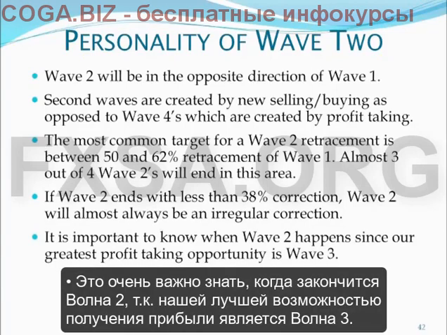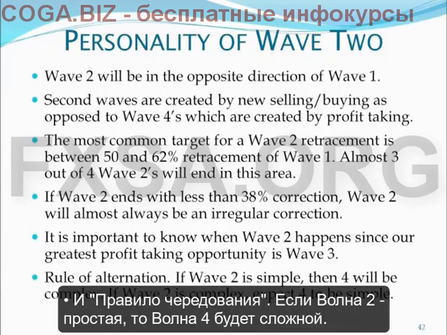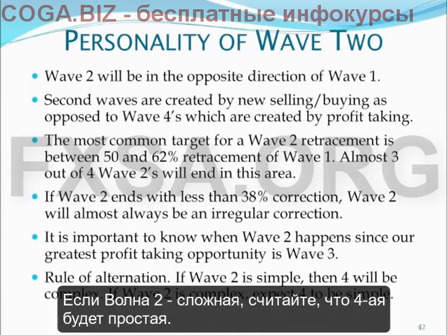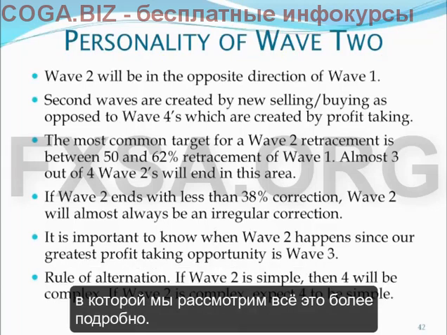It's important to know when wave 2 happens, since our greatest profit-taking opportunity is wave 3. And the rule of alternation: if wave 2 is simple, then wave 4 will be complex. If wave 2 is complex, expect 4 to be simple. Don't worry if you don't understand this yet. We have a section on corrections, and we'll cover this then.